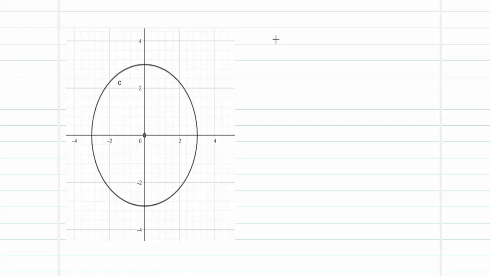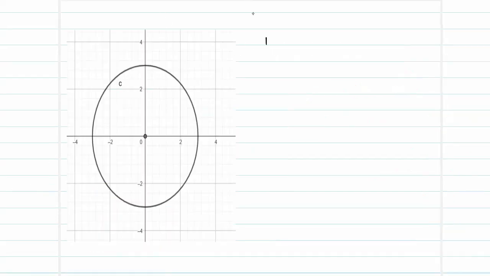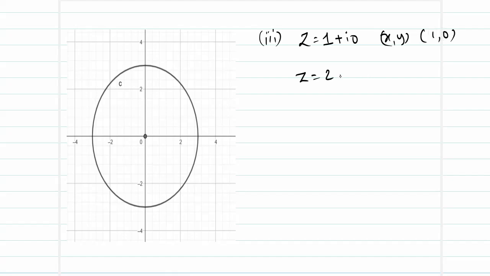What is our next point? This is my point number 1, this is my point number 2, and now my point number 3 is to search for my poles. What are my poles? z is equal to 1 and z is equal to 2 are my poles. I can write z is equal to 1 as 1 plus i 0. So in representation with x comma y it gives me 1, 0. 2 can be written as 2 plus i 0. So in representation with x comma y, I get it to be equal to 2, 0.